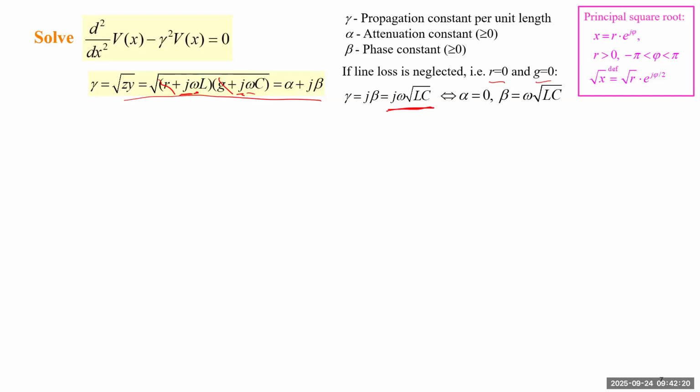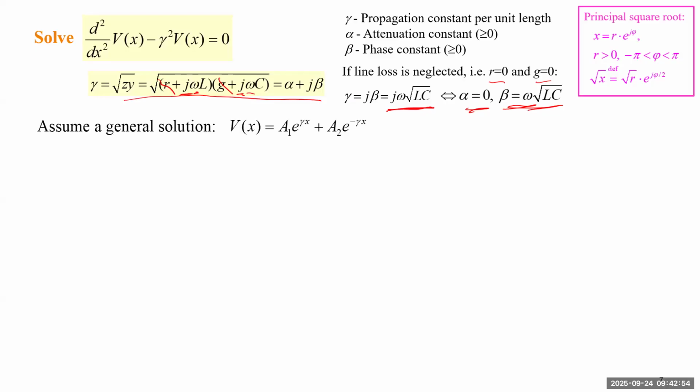And then we immediately know the attenuation is 0. Attenuation is the parameter indicating how the wave propagating on the line will decay. We'll explain what that means. And beta will be equal to omega times square root of L and C. It only depends on the inductance and capacitance of the line.